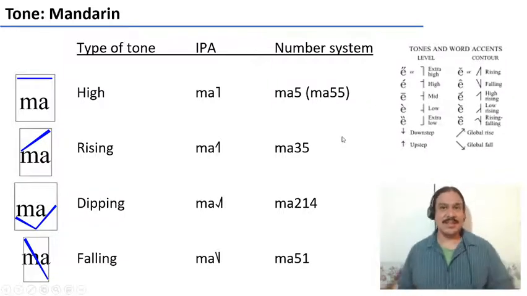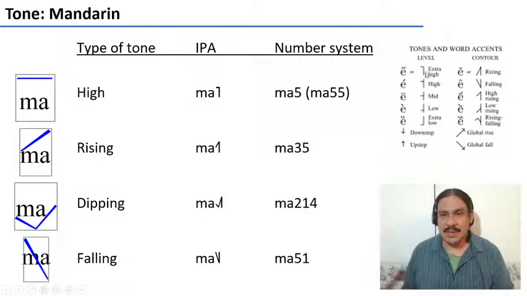So how do we write this in the International Phonetic Alphabet? There is a system here, as you can see with these little bars, for the level tones, and you can combine them to make contour tones. The high tone is just the consonant, the vowel, and then a bar to indicate that it's the highest part of the tonal range. The rising has a bar that starts in the middle and then goes all the way up to indicate the contour. The dipping starts low, goes even lower, and then goes almost all the way up to indicate its rise. And then the falling tone starts high and ends all the way down. So these are the IPA symbols for these tones in Mandarin Chinese.